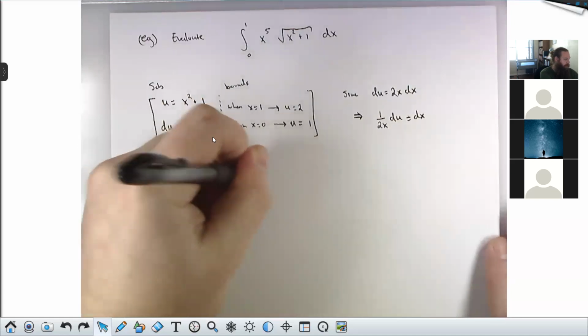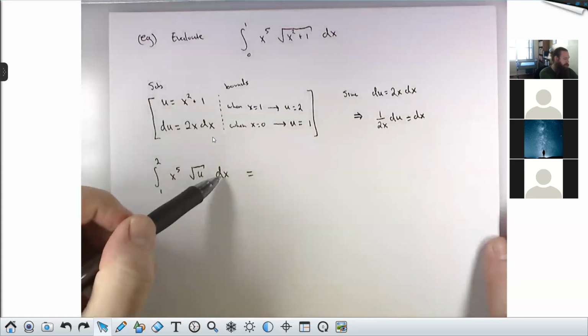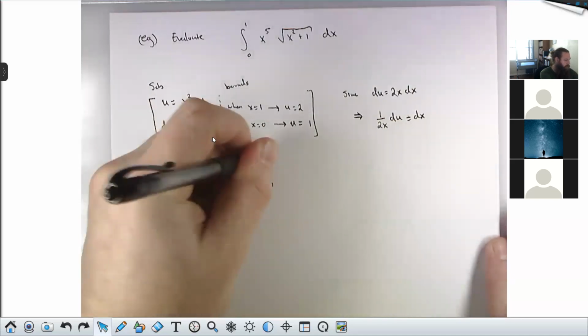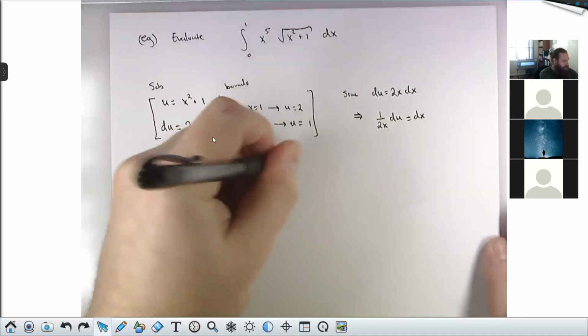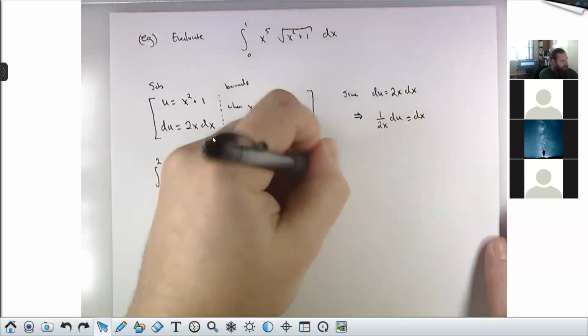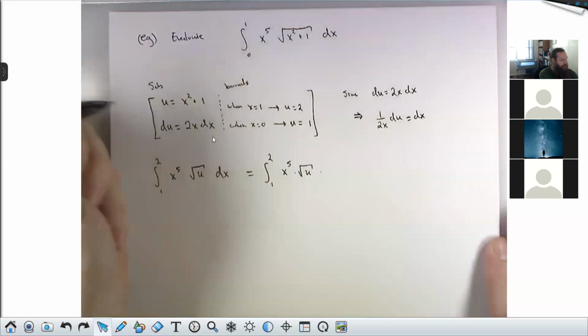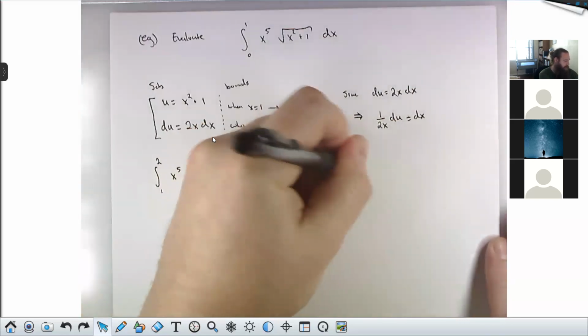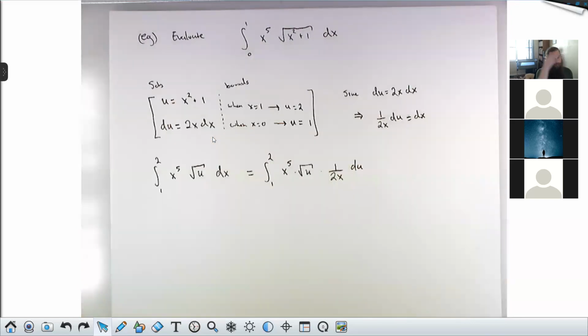So now I plug that in. I leave everything else the same, just in place of dx, I'm going to write 1 over 2x du. I'll have integral 1 to 2, x to the 5, square root of u, all of these are multiplied, right? Times 1 over 2x times du.